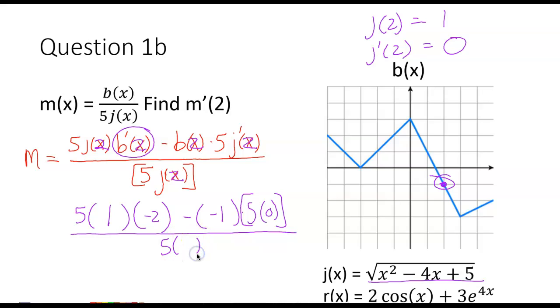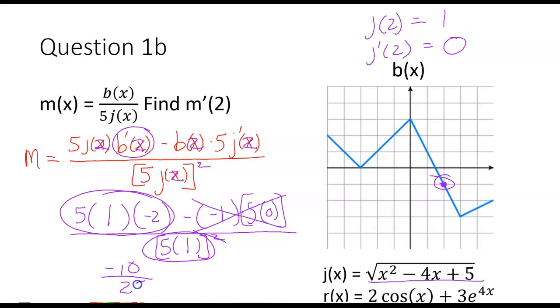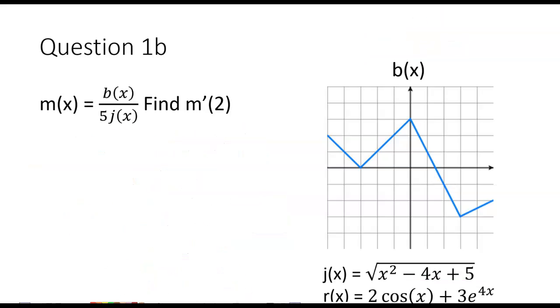J of 2 was 1. I forgot to have a square there. All right. So this whole piece here just goes away because we're multiplying by 0. This piece here is negative 10. And on the bottom here we have 25. And of course we want to reduce if possible. We get negative 2/5. All right.